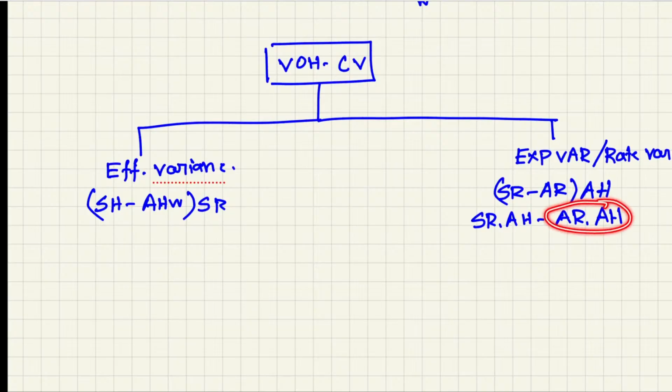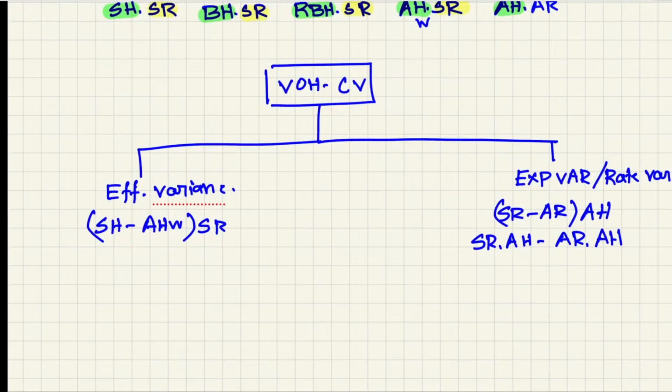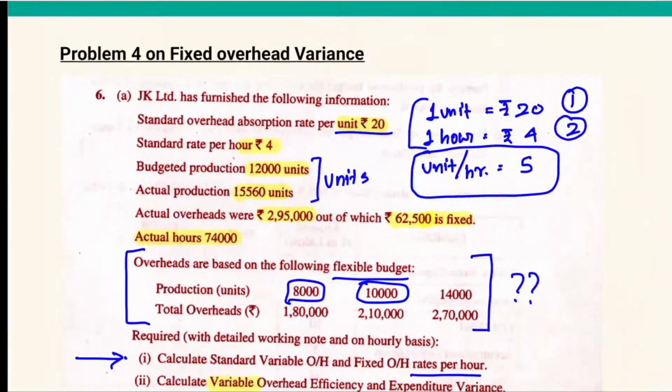Always AR into AH is actual overhead. Even in fixed or in variable, AR into AH is always the actual overhead, and SR into SH is the absorbed overhead. Now let's go back and see what is the actual overhead. So actual overhead were 2,95,000, out of which 62,500 is fixed. Now I am calculating variable overhead. So that means I will subtract the fixed component. 2,95,000 minus 62,500, I will get 2,32,500.